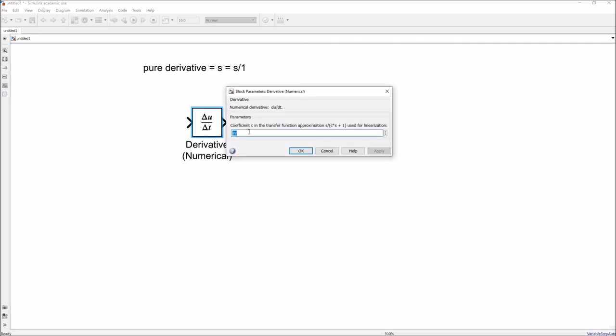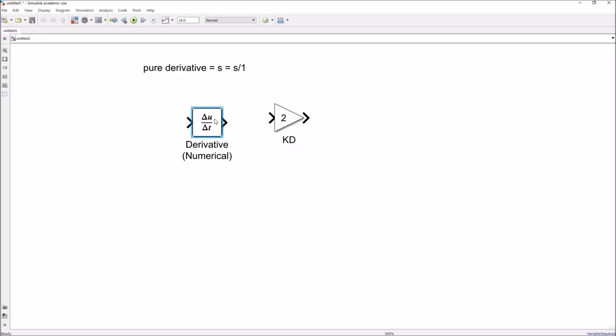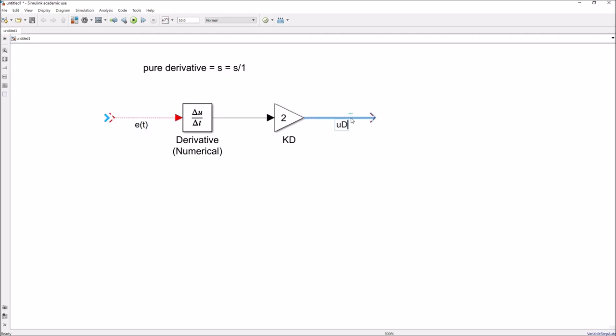If you double click on the block, it says numerical derivative, DU/DT. Keep this in mind, we're going to come back to the parameters down here. For now, it's fine to leave it as positive infinity. Long story short, this is basically just a finite difference derivative like we talked about on the board. And now we can build this Simulink model, no problem. E of t comes in, and coming out of this is u_D, the control signal due to the derivative term, because now we've got an approximate derivative. So this is E dot, and then we multiply by K_D and we get the control signal. This is one way to get around that non-causal issue we were discussing earlier.